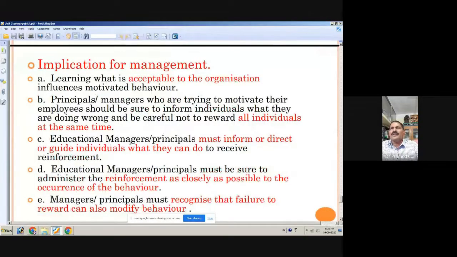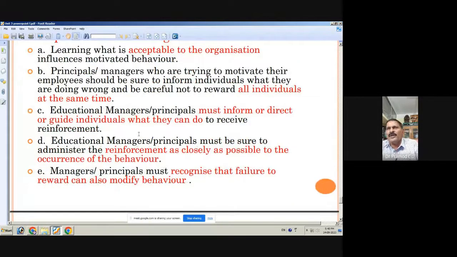But in educational institutions, learning what is acceptable to the organization influences motivated behavior. And principals and managers who are trying to motivate their employees should be sure to inform individuals what they are doing wrong and be careful not to reward all the individuals at the same time. Suppose we provide rewards to all, then definitely others will not be motivated to do something. So one who is doing wrong should not be given importance. And when we are giving rewards, we must always consider all the matters. Educational managers or principals must inform, direct or guide the individuals on what they can do to receive reinforcement.